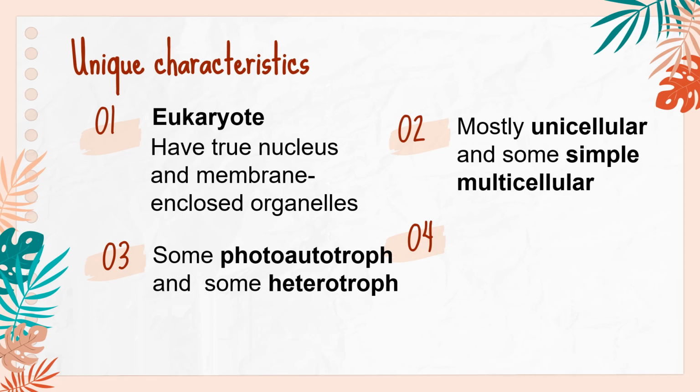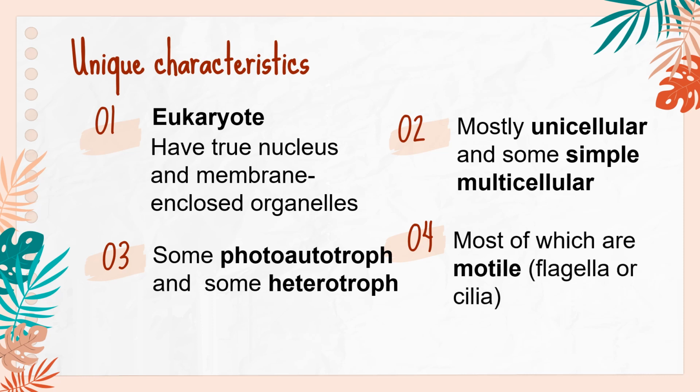And some of them are heterotrophs, which means they cannot produce their own food, but they need to feed on organic matter produced by or available in other organisms. Number 4, most of them are motile, so they can use flagella or cilia.